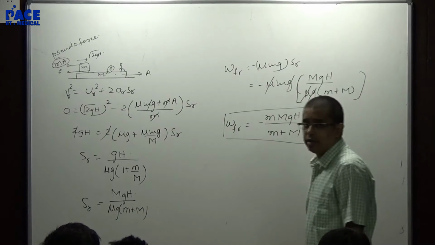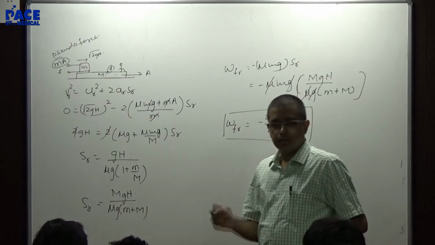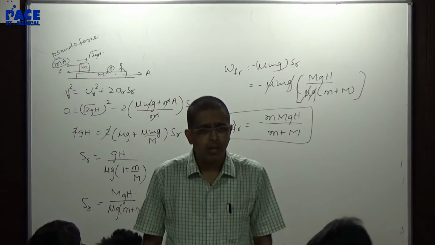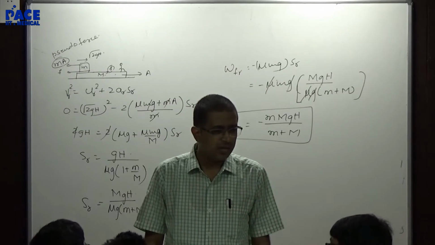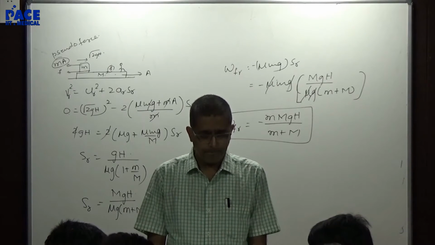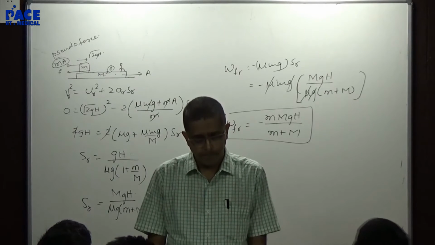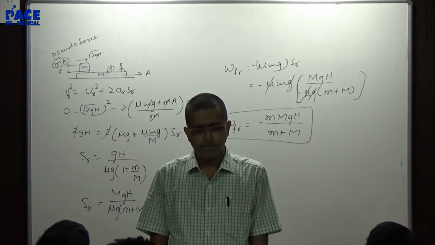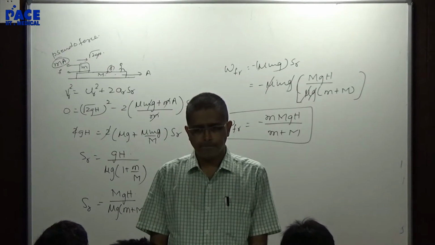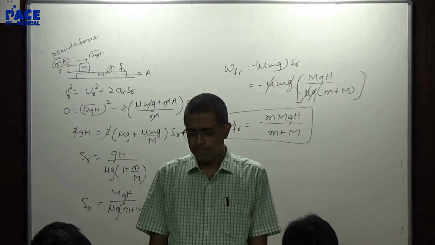Sir, if the block slides over the capital M block before coming to rest, then what will we do? Say that again. Sir, in this case, we have considered that the small m block comes to rest before it slides down the capital M block. But if it doesn't slide down the capital M block, then what will we do?